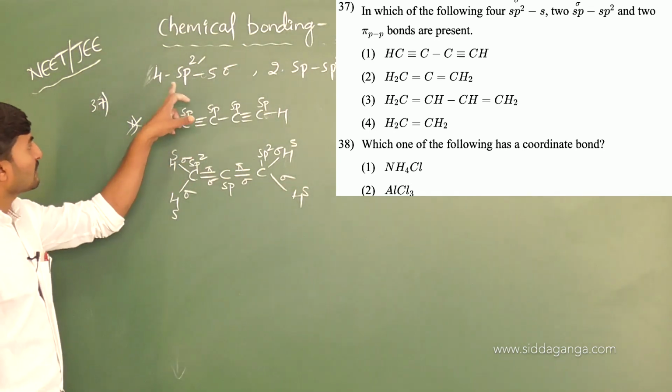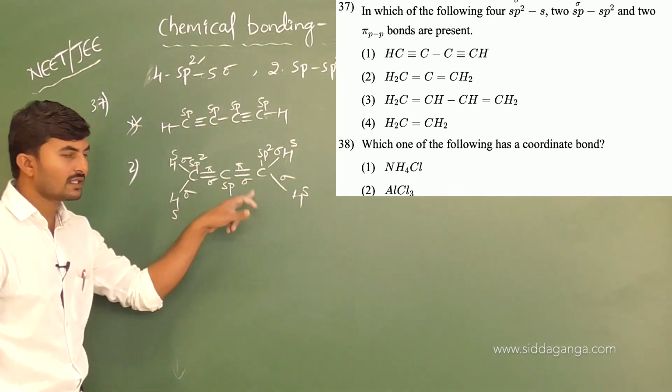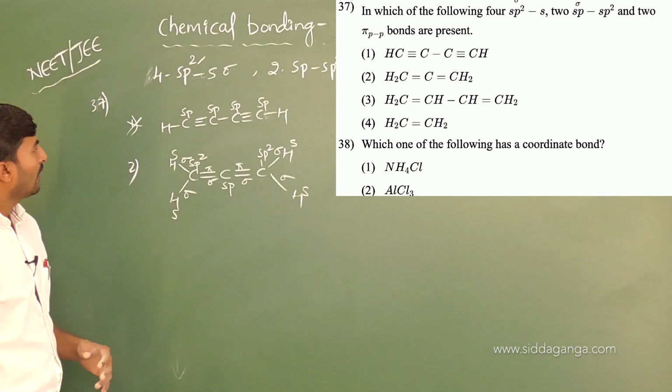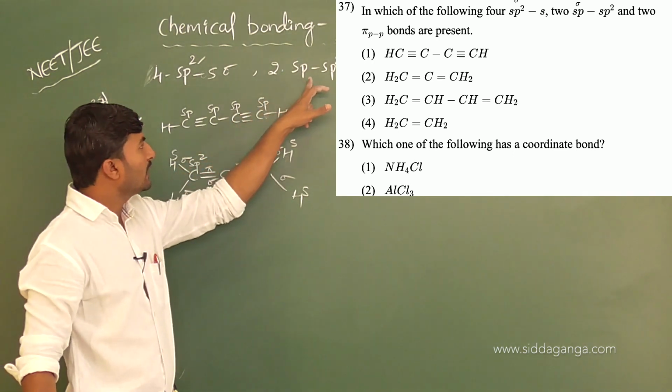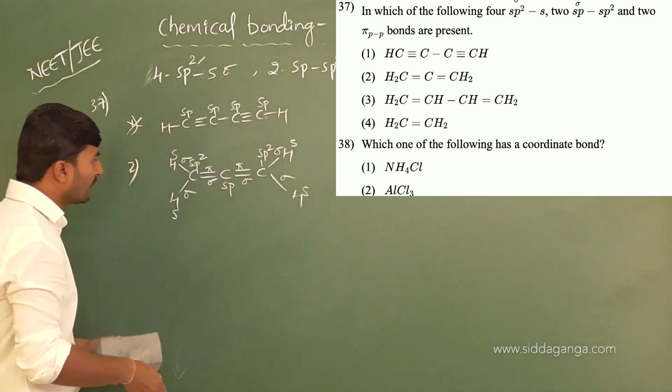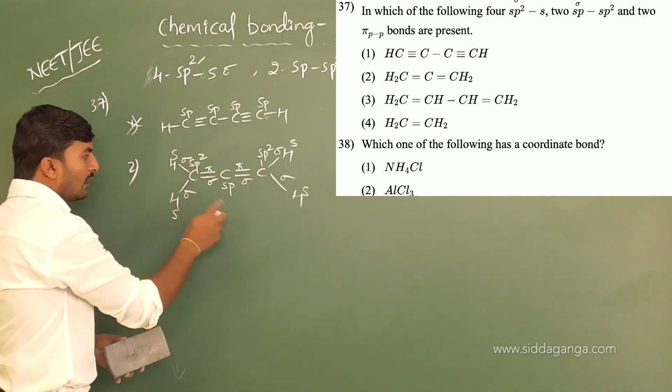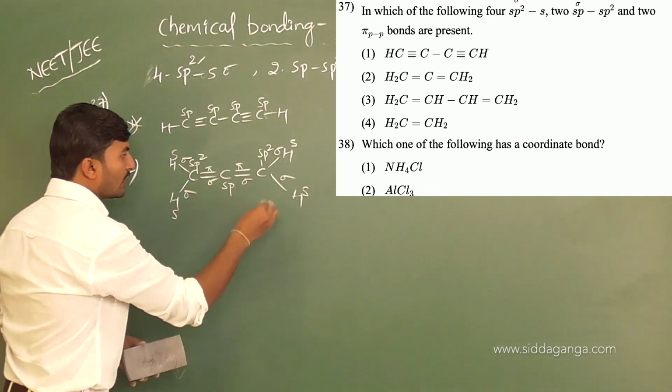4 sp2 sigma bonds are present. Okay, again 2 sp2 sigma bonds. Here, this is sp hybridized carbon, this is sp2 and this is sp2.